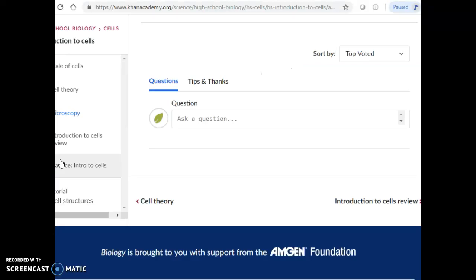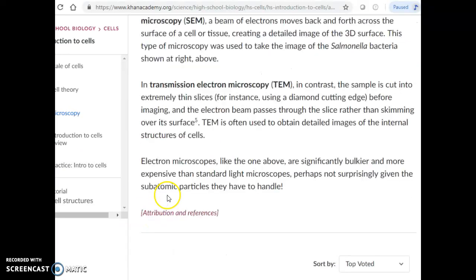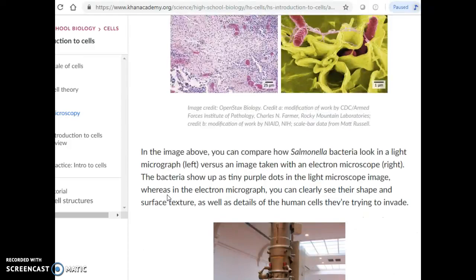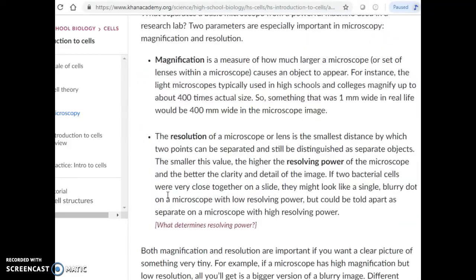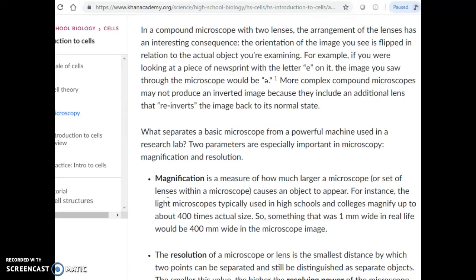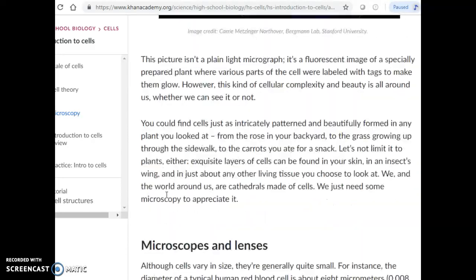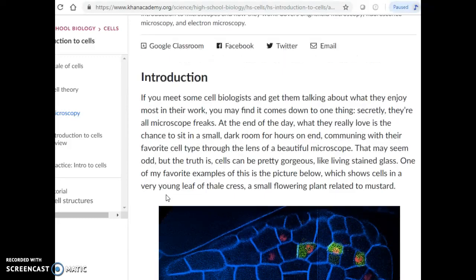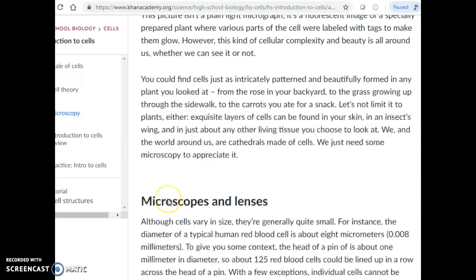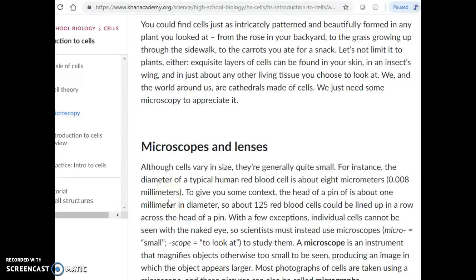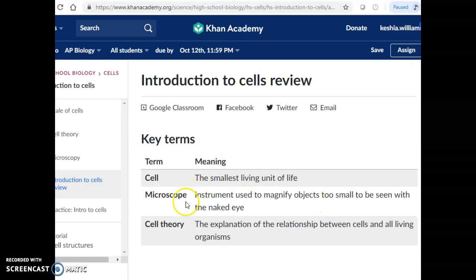You've also looked at the microscopes and studied those. Just remember, we focused on the compound light microscope, but understanding magnification is very important. Hint, hint. So make sure you know the magnification and how magnification is calculated. A video clip has been provided for that. And that's just some plain key terms: the cell, microscope, and cell theory.